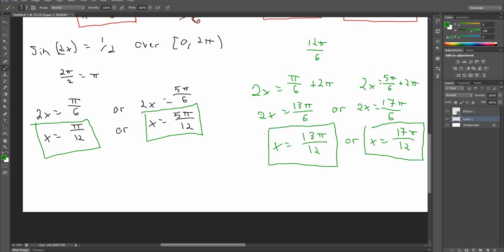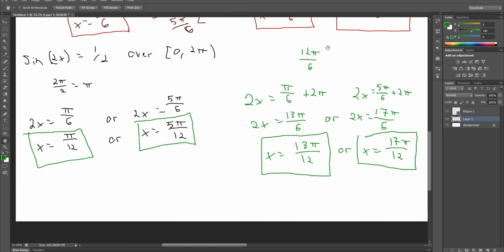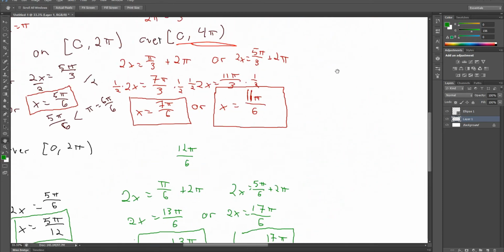If this was, say, a 3, we'd actually end up having 6 solutions, because then I'd hit pi over 6 3 times. I'd hit 5 pi over 6 3 times. So essentially this is how many times you multiply your number of solutions by, because it tells you how many times you hit those angles that give you half. So if you need to pause, you always can take more notes.